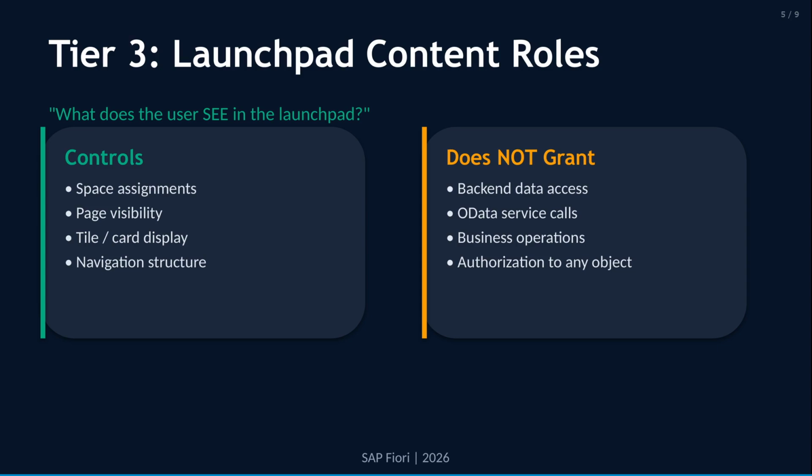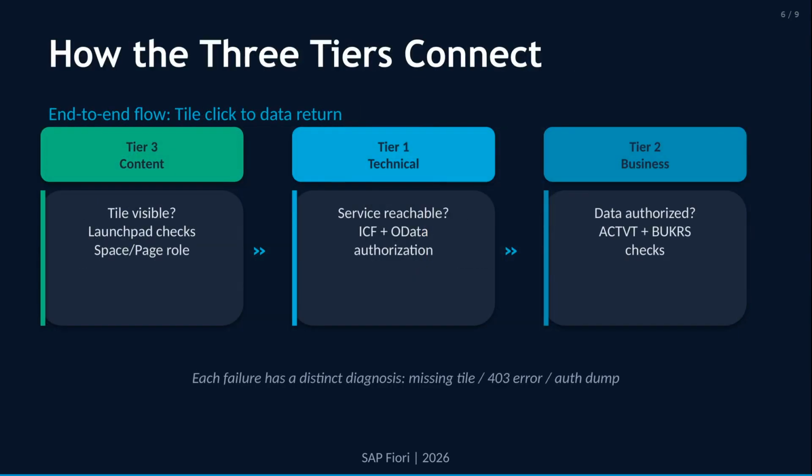This tier is pure UX governance. It controls the user's navigation experience without affecting their back-end permissions. Changing a Launchpad content role never triggers a security audit because it does not grant data access. It only controls visibility. Let us trace the flow for a single app.